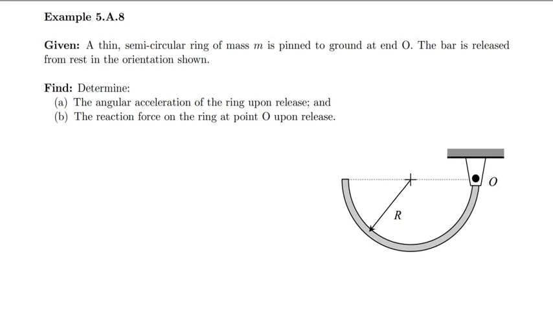Alright, so in this problem we have a thin, semicircular ring of mass m which is pinned to ground at end O, and we're told the bar is released from rest in the orientation shown. Given this information, we're asked to determine the angular acceleration of the ring upon release, and also the reaction force of the ring at point O upon release.